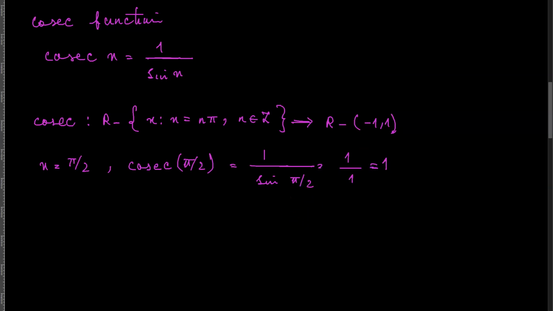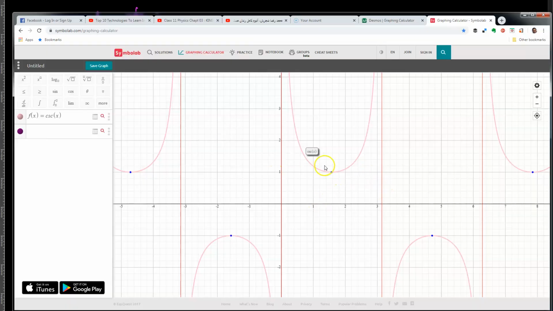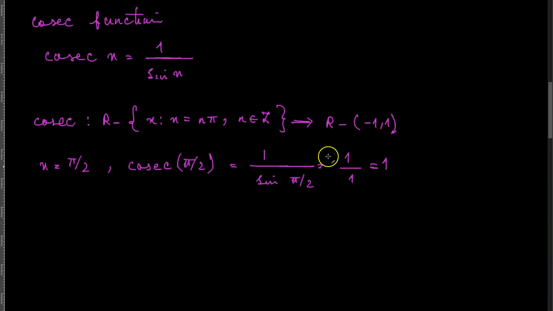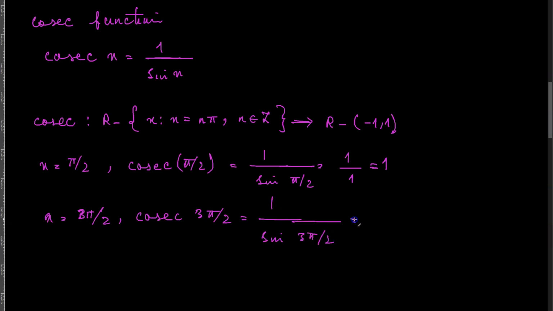Now in the next period of the function, the vertical asymptote is at pi, and then you have 2 pi, so between pi and 2 pi you have 3 pi by 2. Let's see what happens at 3 pi by 2. When x is equal to 3 pi by 2, cosecant of 3 pi by 2 is equal to 1 over sine of 3 pi by 2, which is 1 over negative 1, which is equal to negative 1. So you see the output goes from 1 to negative 1, and so on and so forth.